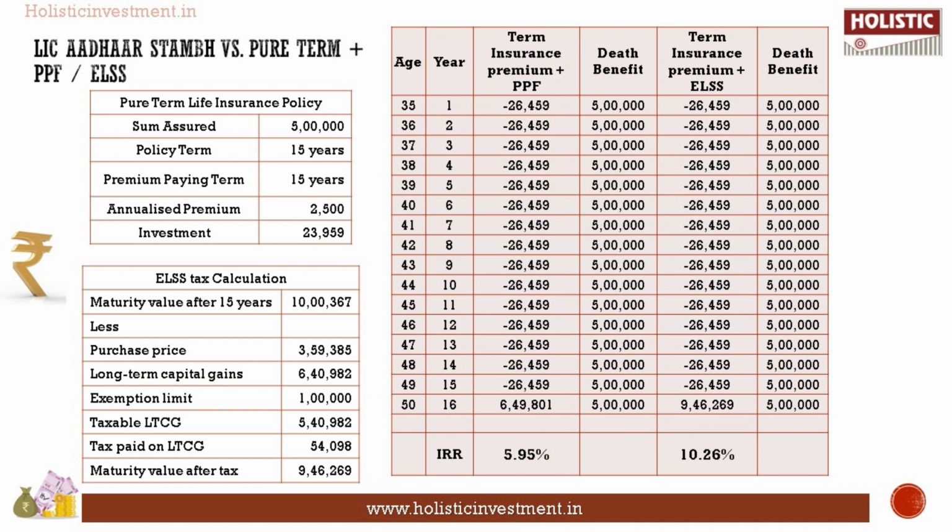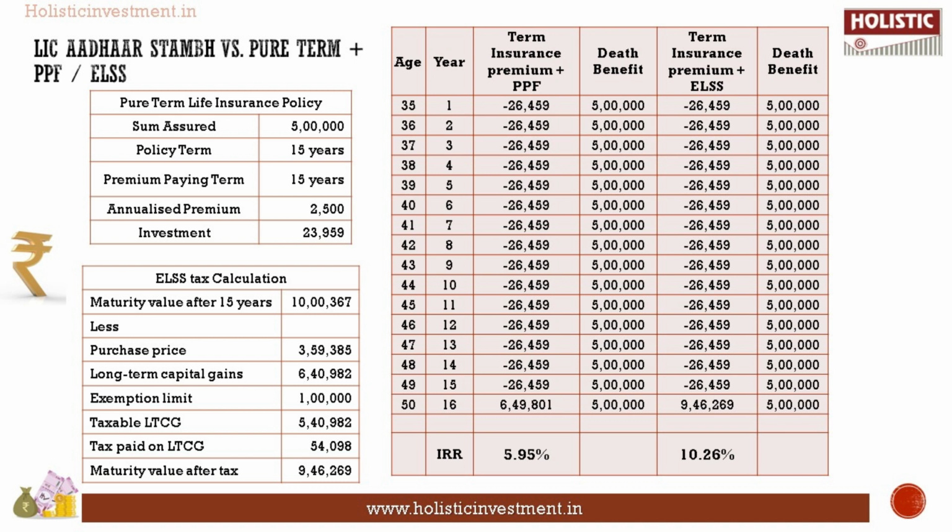Select an investment avenue that aligns with your risk profile. PPF, which is a debt instrument, and ELSS, which is an equity instrument, are chosen here for investment. You will get the accumulated value in the PPF account at the end of 15 years. You will have to pay the capital gains tax while exiting the ELSS fund at the end of 15 years. Tax calculation is given here.